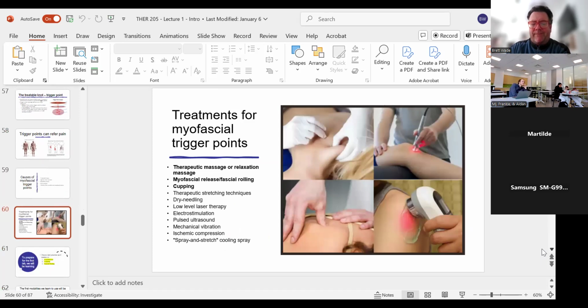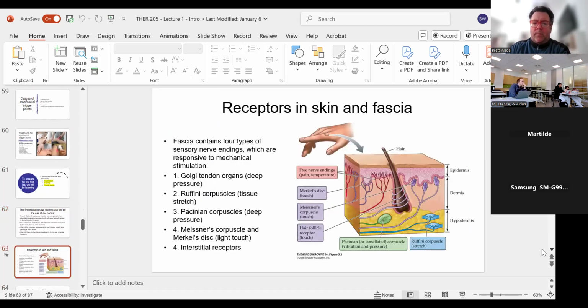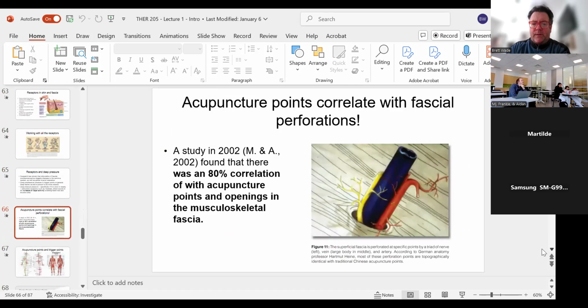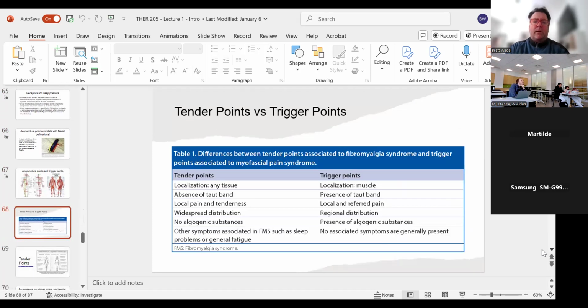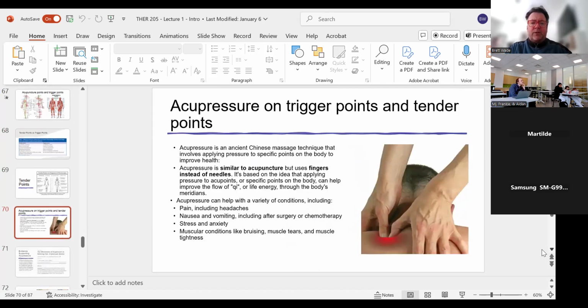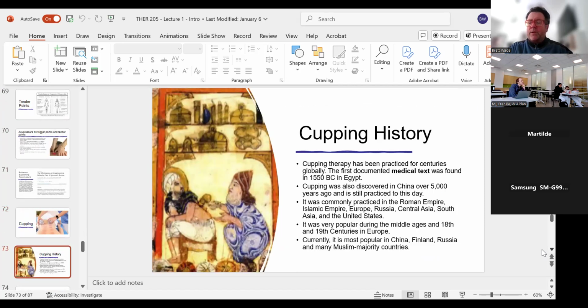Treatment for it is kind of lab more likely. So when we get into these receptors, I don't really see any real questions there. Nothing here. Tender points versus trigger points. I think I'm more focused on the trigger point. Tender points more like fibromyalgia. Cupping. Yeah, I have a couple questions on cupping, not many. I think I have one, possibly two at most.